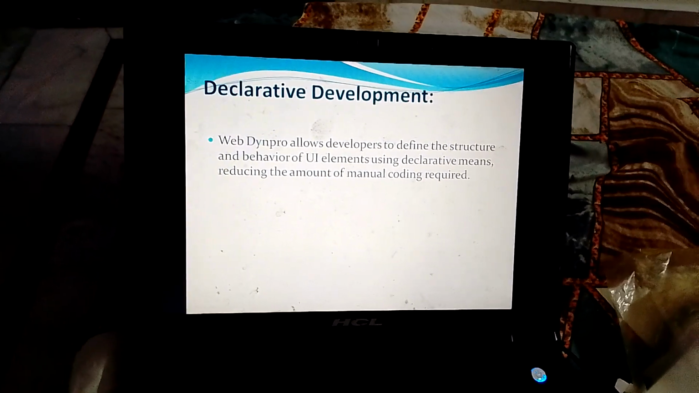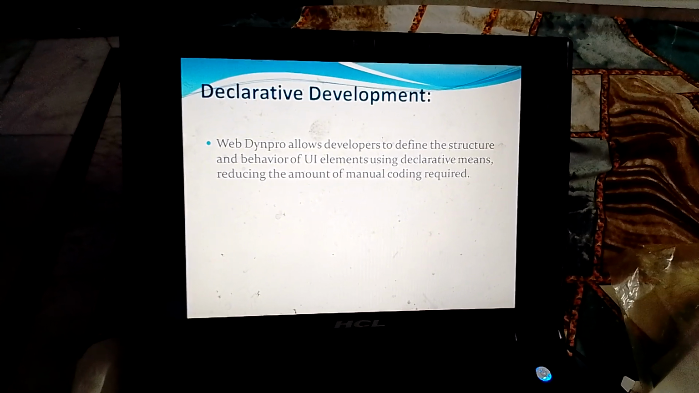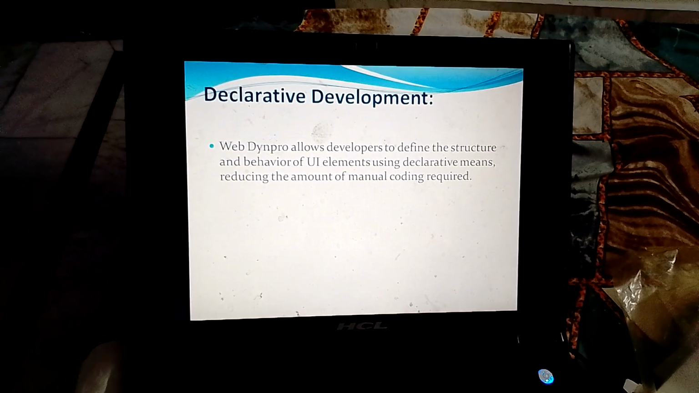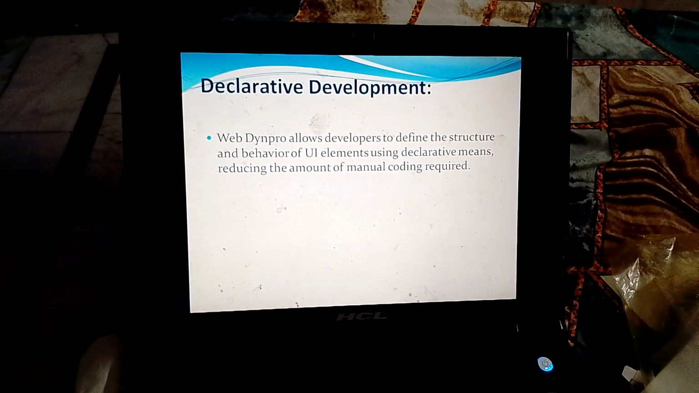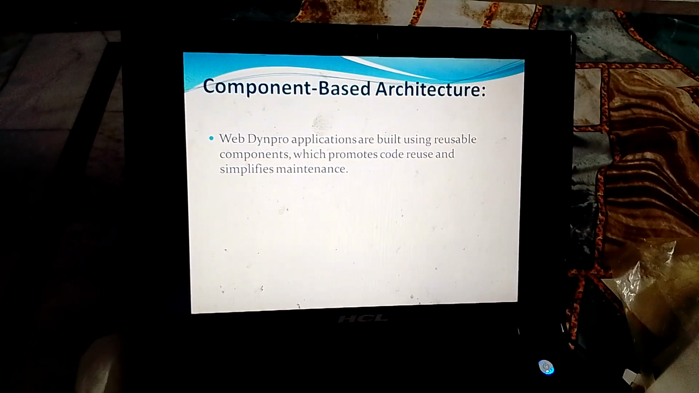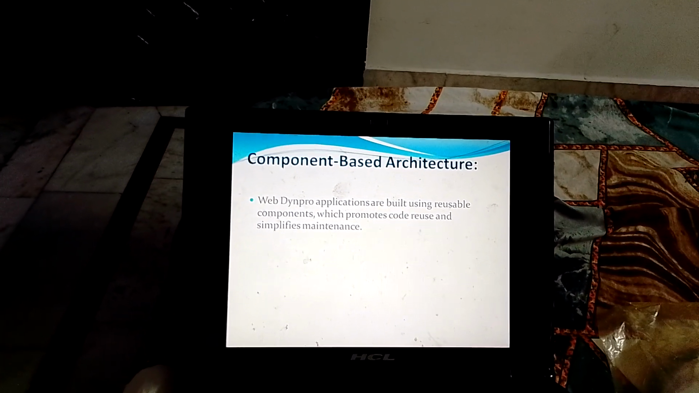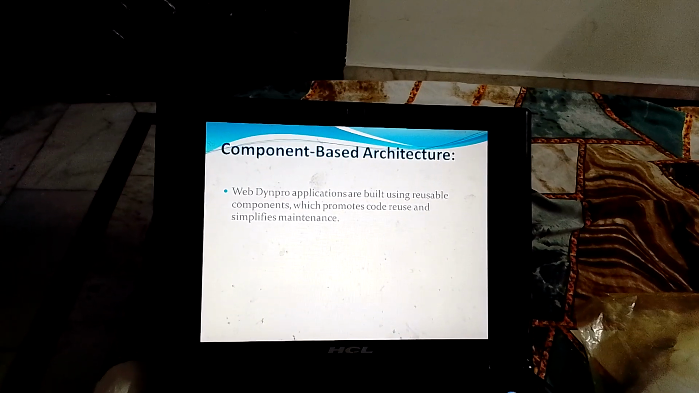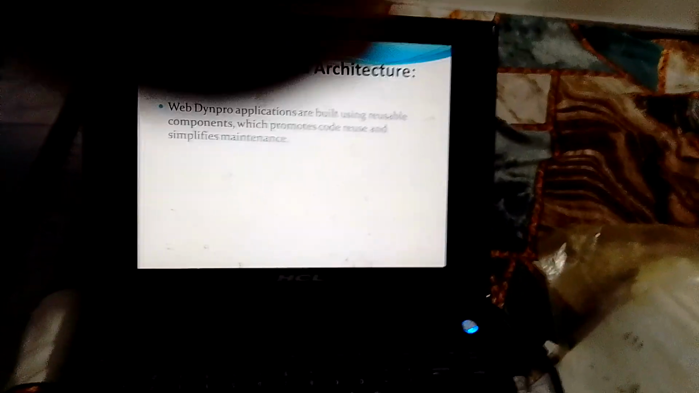Declarative development. Web Dynpro allows the developer to define the structure and behavior of the UI elements using declarative means, reducing the amount of manual coding required. Component-based architecture. Web Dynpro applications are built from reusable components, which promote code reuse and simplify maintenance.